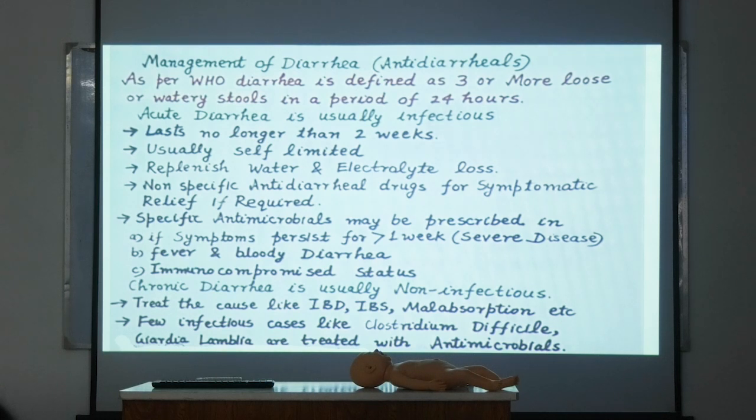Do these acute diarrheas which are mostly infectious in origin need specific antimicrobial or antibiotic therapy? Usually no. Self limiting acute watery diarrheas in most cases don't need any antibiotic, they will heal by itself if the patient is given support. But if diarrhea becomes severe, or if it persists for more than a week, then we have to go for antibiotics.